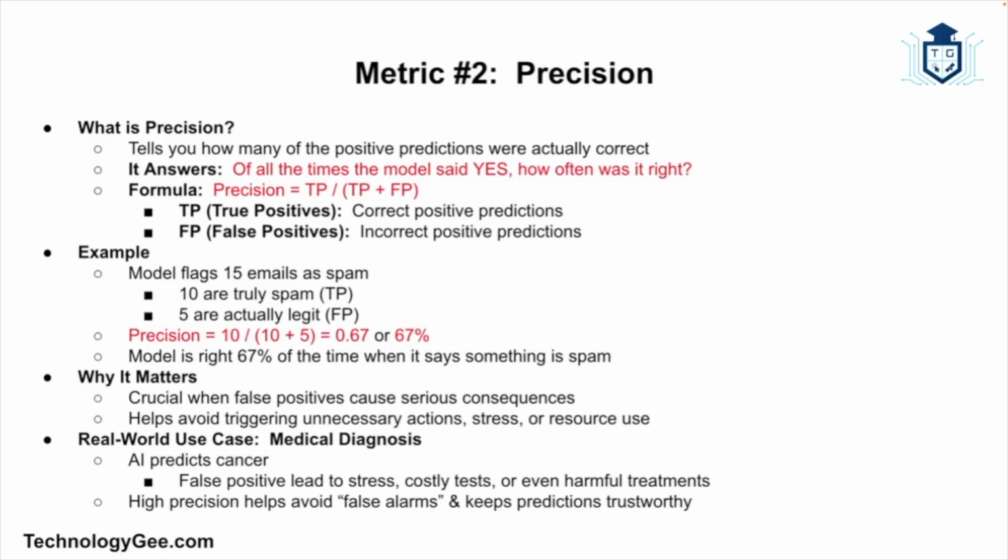So why does this matter? Well, precision is super important when false positives are a big problem. To put this into another example, let's think about medical diagnosis. Let's say an AI predicts whether someone has cancer. A false positive can cause anxiety, extra tests, and unnecessary treatment. Precision helps you minimize those false alarms. So if your goal is to avoid crying wolf, then focus on precision.